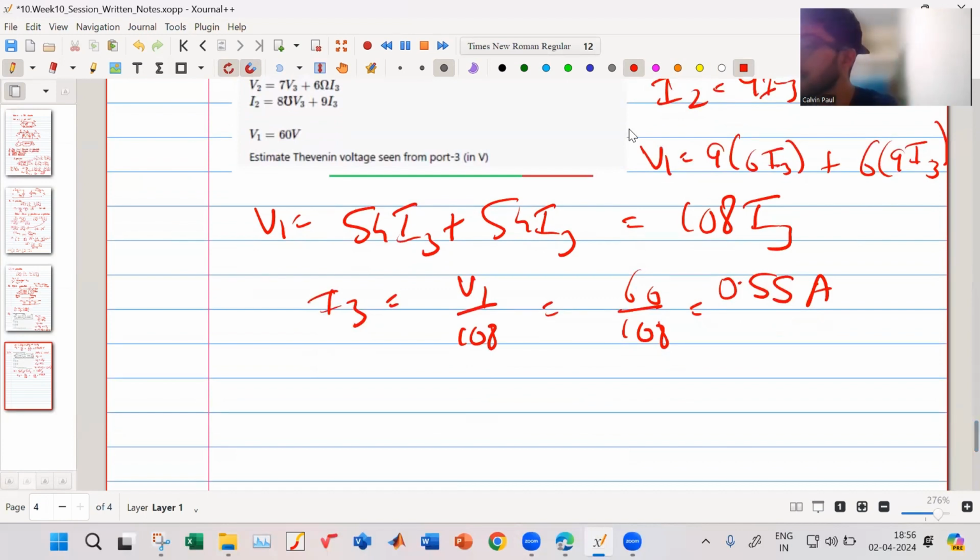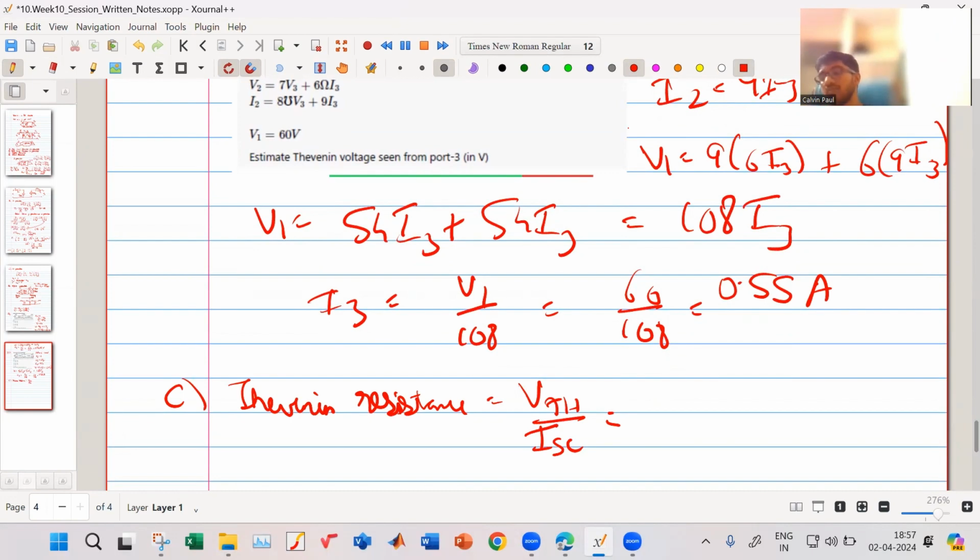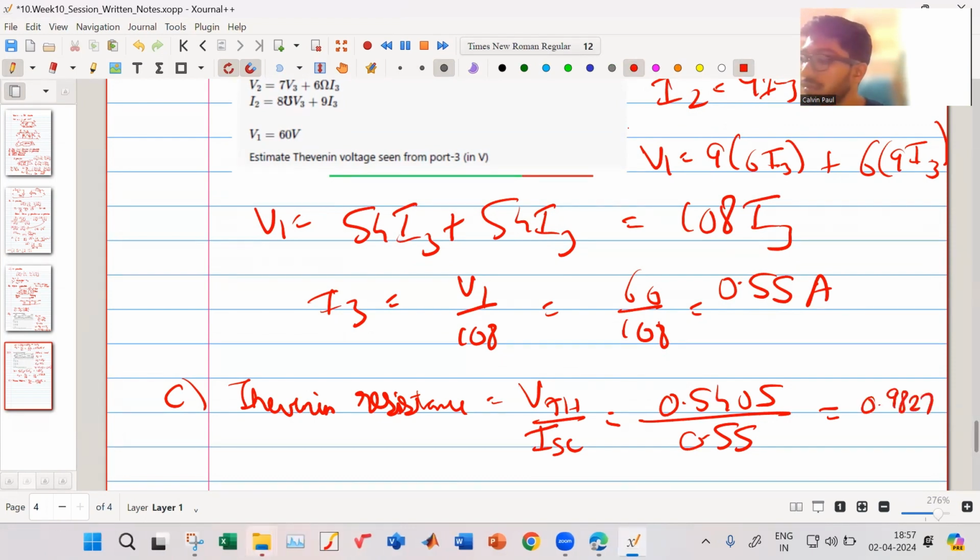Now, next part of the question is you must find the Thevenin resistance. So what is the Thevenin resistance? RTH equal to VTH by ISC, Thevenin's voltage by Norton current ISC. What is the value of VTH? 0.5405. And this is 0.55. So what is your Thevenin resistance? 0.9827 ohm.